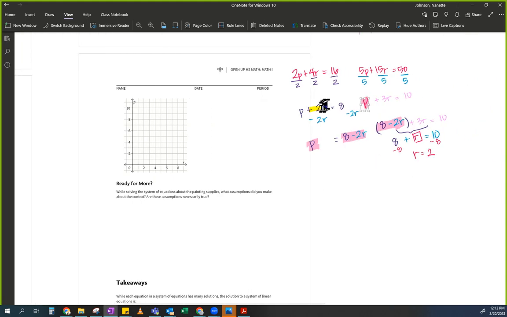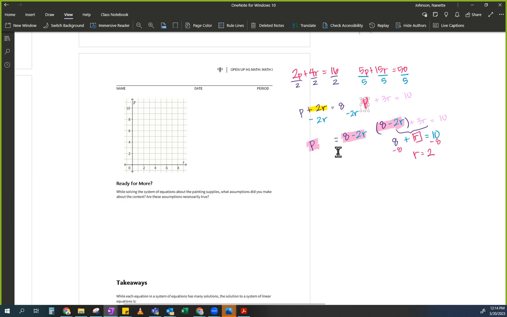So notice what we did. We solved, we substituted, we solved. We're going to substitute and then we're going to solve. Ms. Johnson, the only new step here was we had to solve for one of the variables? Yes. So let me say it again. We solved, we substituted, then we solved again. Then we're going to substitute.